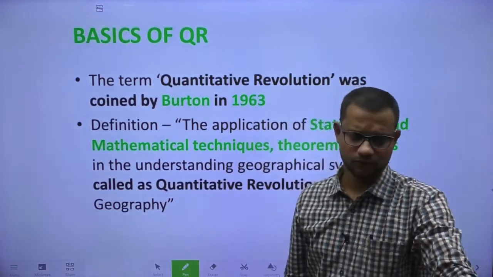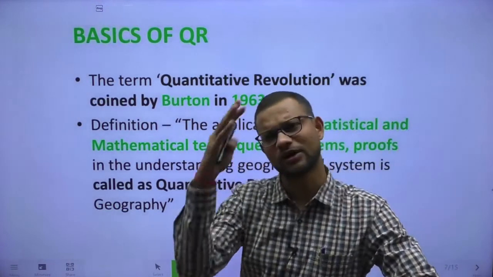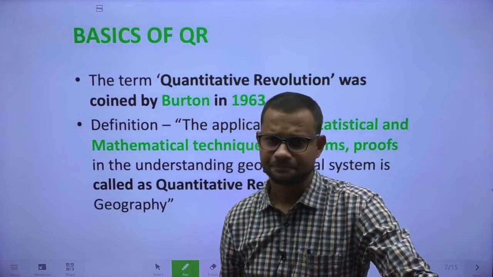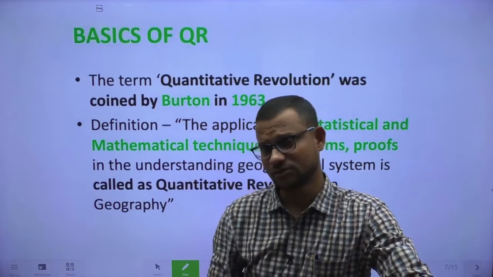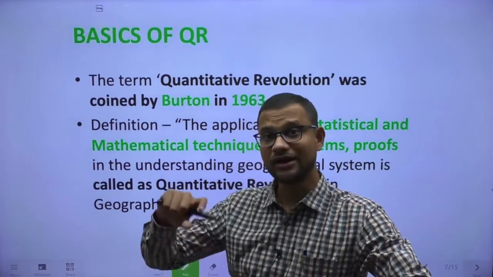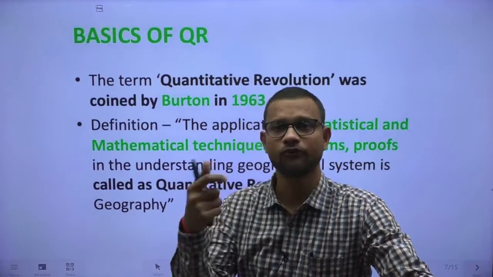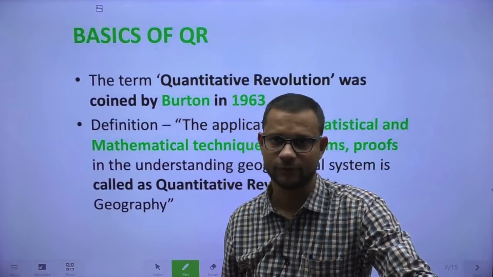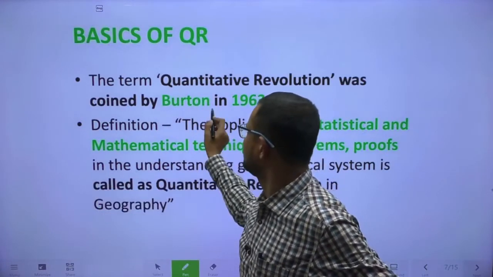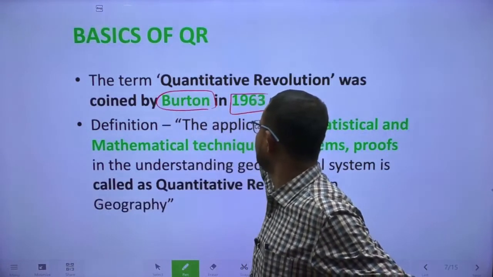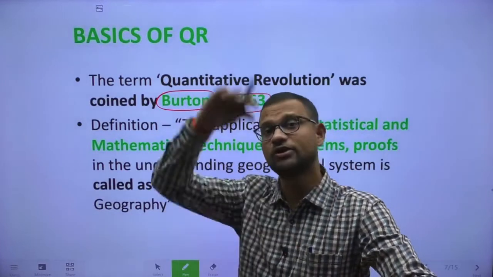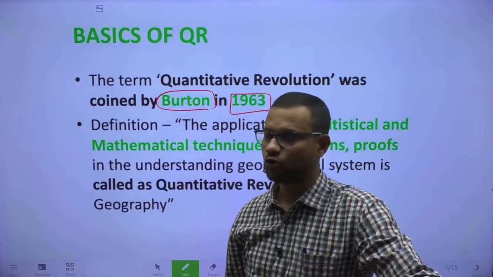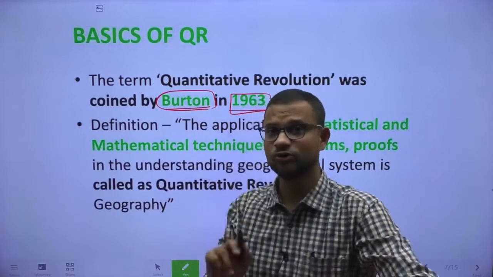The phase of the quantitative revolution actually started early, in the beginning of the 20th century itself. But the overall codification, the definition, and the real coining of the term quantitative revolution came into being in a later phase. The term was coined by Burton in 1963, during the peak time of the quantitative revolution.